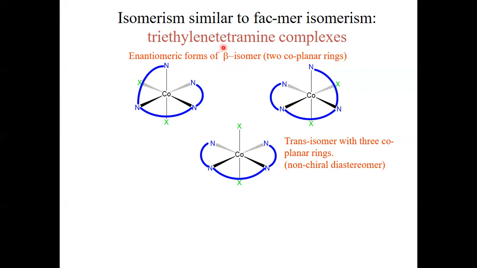So now when there's a beta isomer, there must be also an alpha isomer, and that alpha isomer results when you make all rings non-coplanar, and that is actually shown here. You see now this ring here is not coplanar to this one, and this one is not coplanar to this one, and this one is also not coplanar to that one.